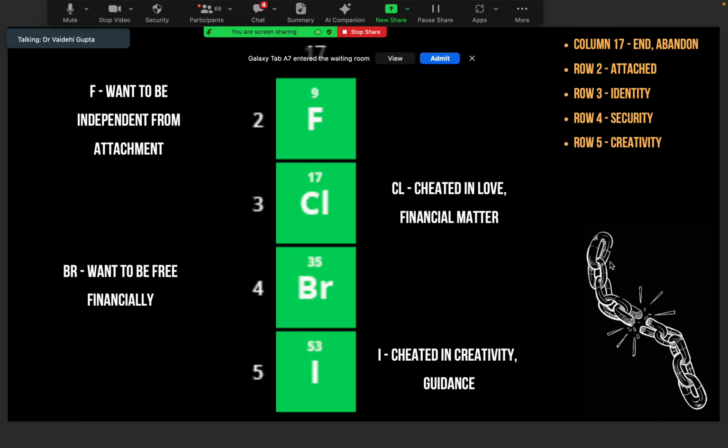Column 17, they just want to be independent. There's a strong feeling of independence in column 17. They just want to be independent. Fluorine wants to be independent from attachment because it is the row of attachment. They just want to be independent in any sort of attachment. If he is married, he wants a divorce from his wife. If he is in a relationship, he wants a breakup. If he is living with his family, he wants to stay in a different home.